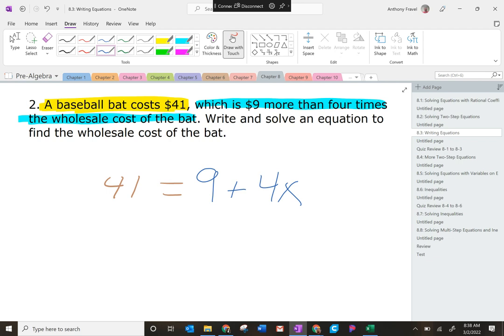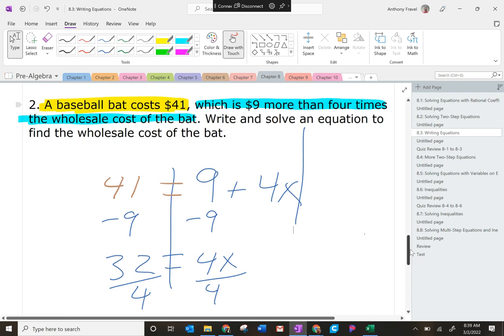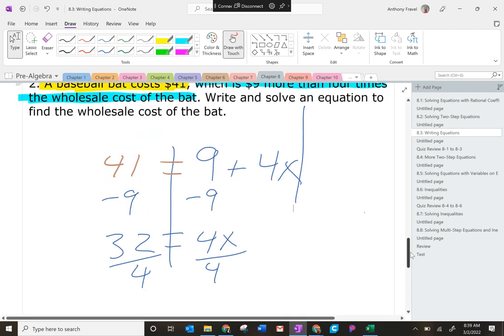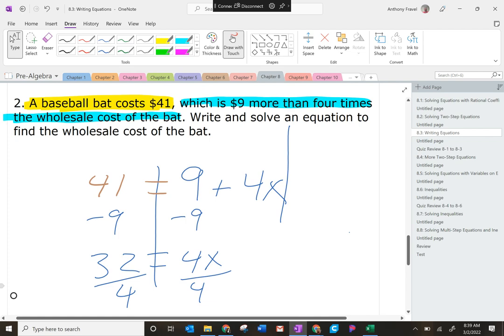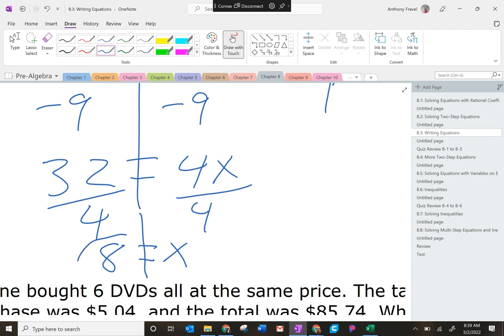Okay, now it turns into a problem we can solve, guys. Okay, I'm going to go ahead and draw my line. Minus 9 to both sides, minus 9. This one turns into a 32 equals 4x. Divide this by 4, divide this by 4. My final answer for this one will be x equals 8.